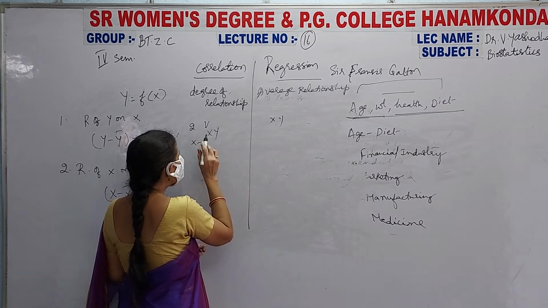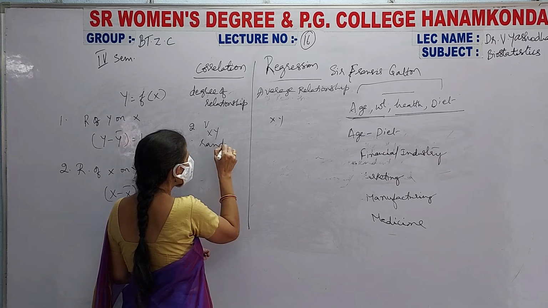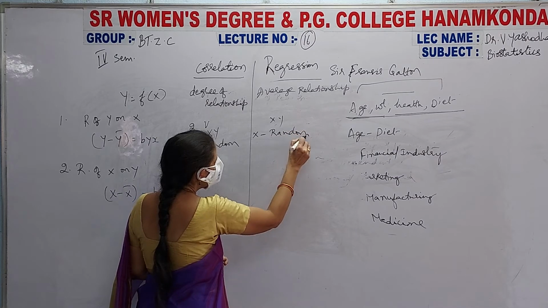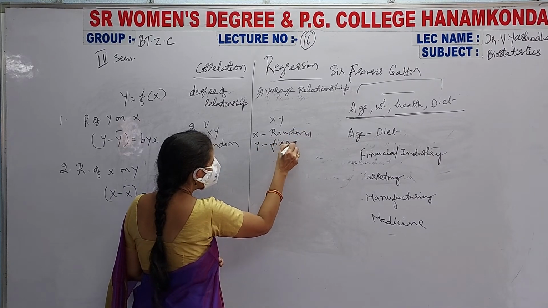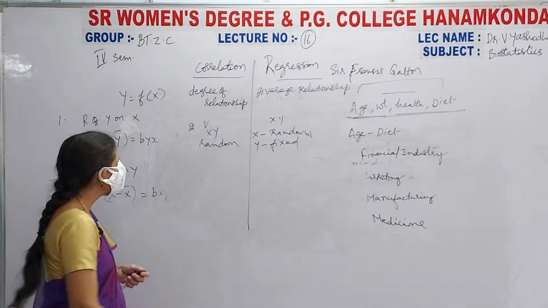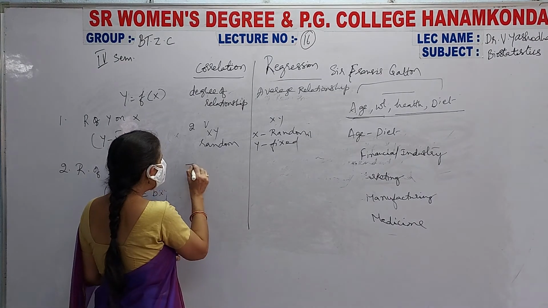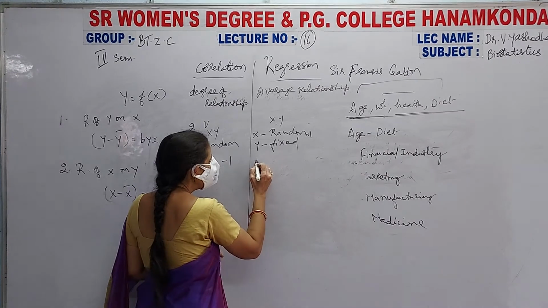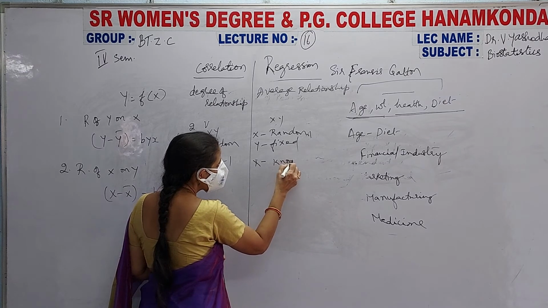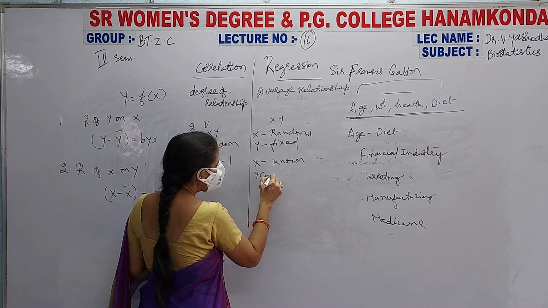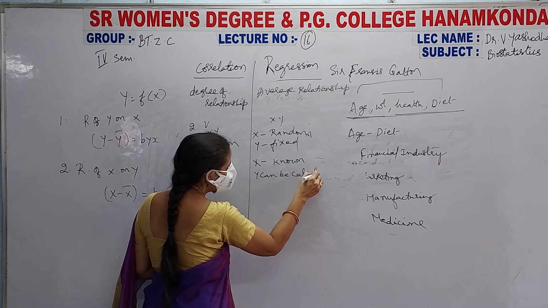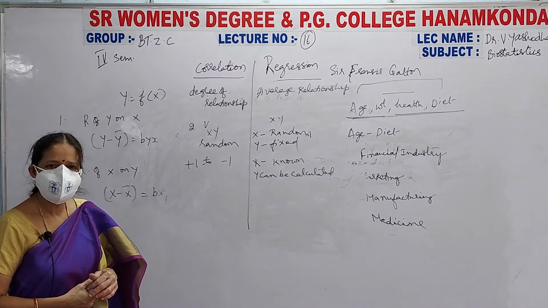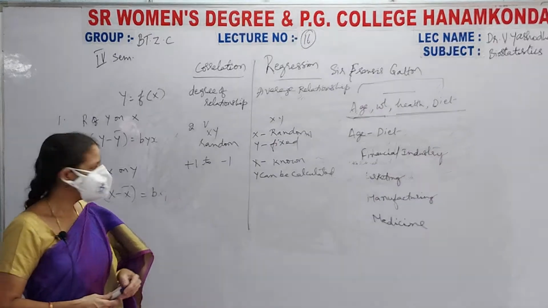Of this x and y both are random. This x is random, y is fixed. Okay, in this, see here, it ranges from +1 to -1. It won't range if x is known, y can be calculated. If x is a independent variable, y can be calculated.